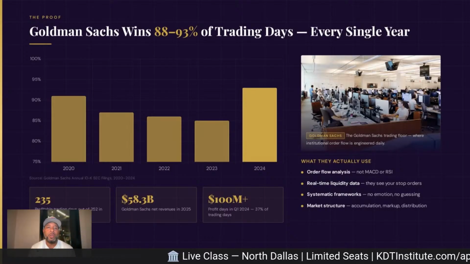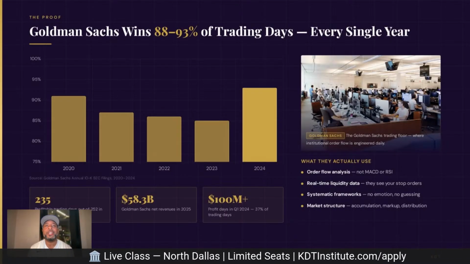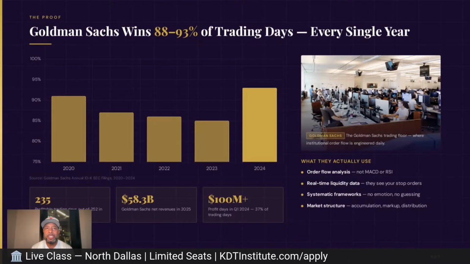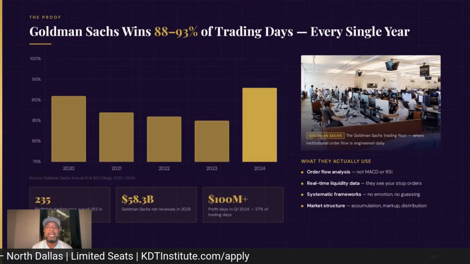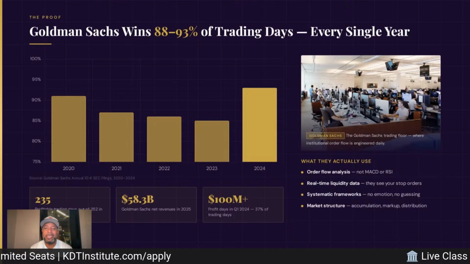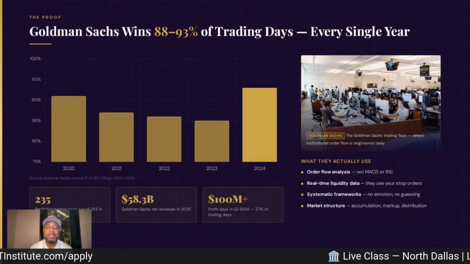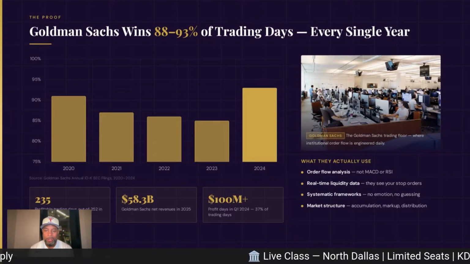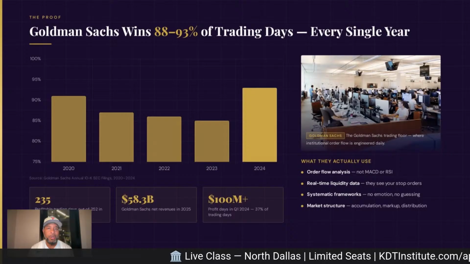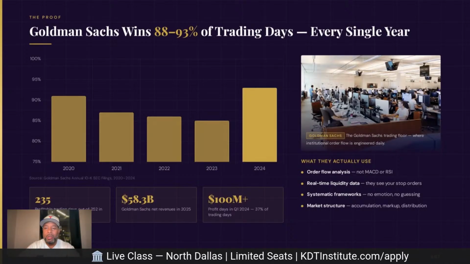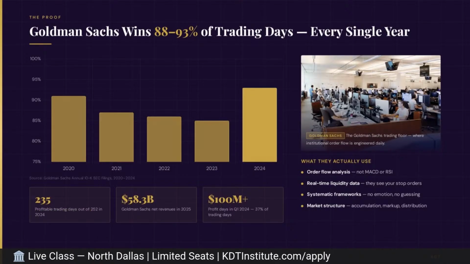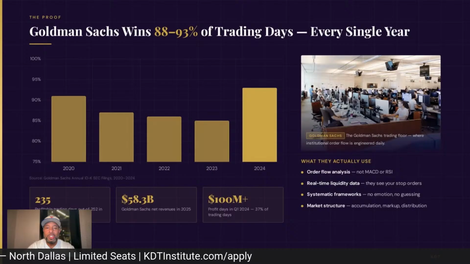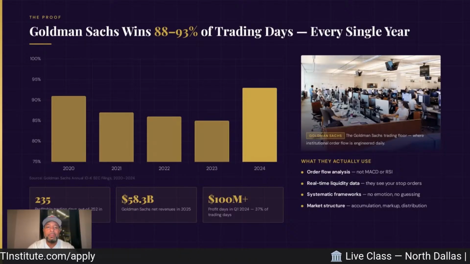Institutions use order flow analysis. If you don't know what that means, you need to. Institutions use real-time liquidity data. They can see what's going on inside of the candles. Systematic frameworks, no emotion or guessing. And then lastly, market structure. I'm going to do this right quick, because I don't want to get you guys with the PowerPoint all day long, but I wanted to show you that there's a system in place and we need to be able to understand that system.